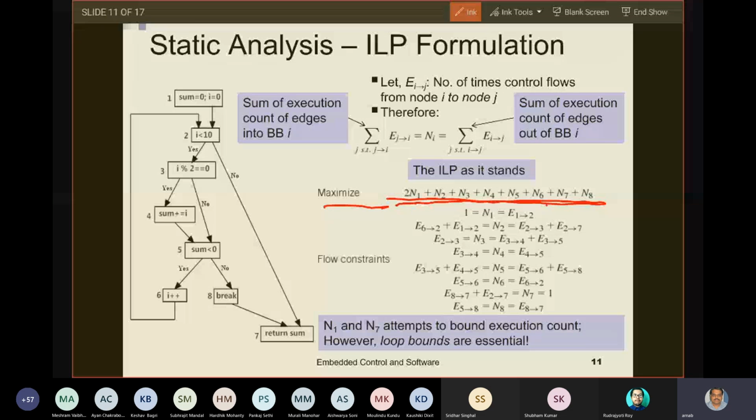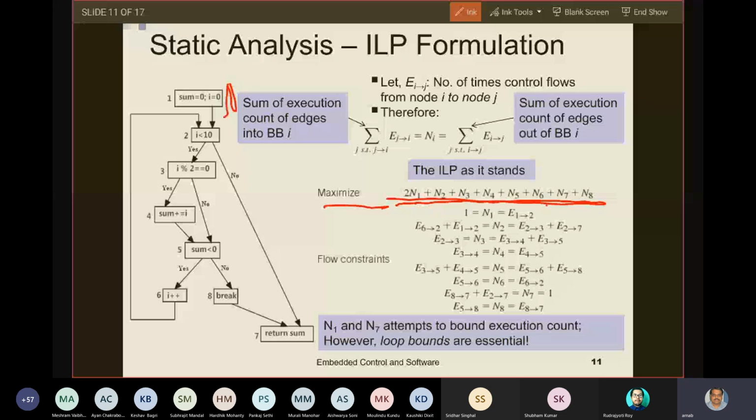Now you want to maximize this. Why? Because you want to find out an upper bound on the time that it can take. Now how can you maximize? I will maximize subject to a certain set of constraints, constraints on the decision variables. The decision variables can be constrained firstly by saying that the first basic block can only be executed once and the last basic block will only be executed once. So N1 and N7 will be equal to 1. That is the first constraint.